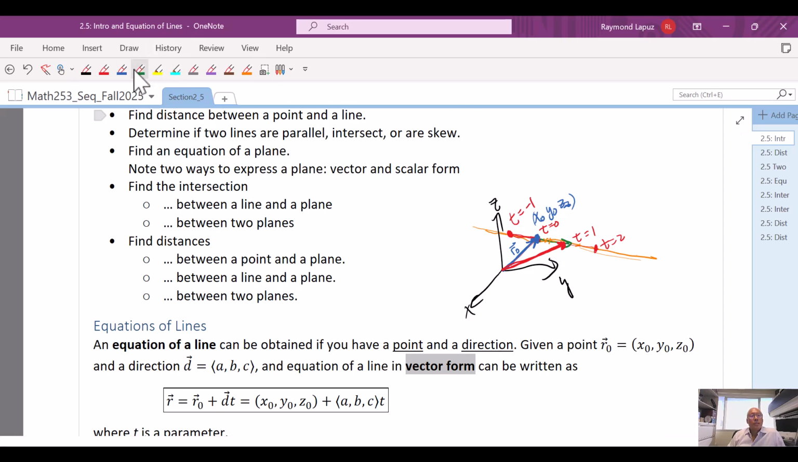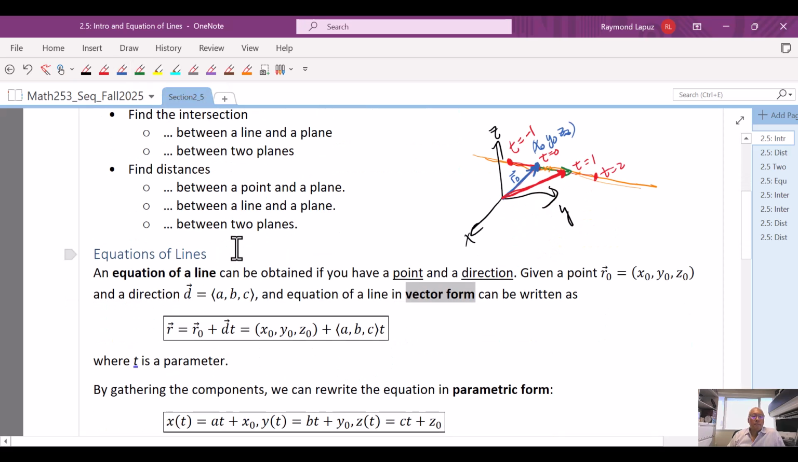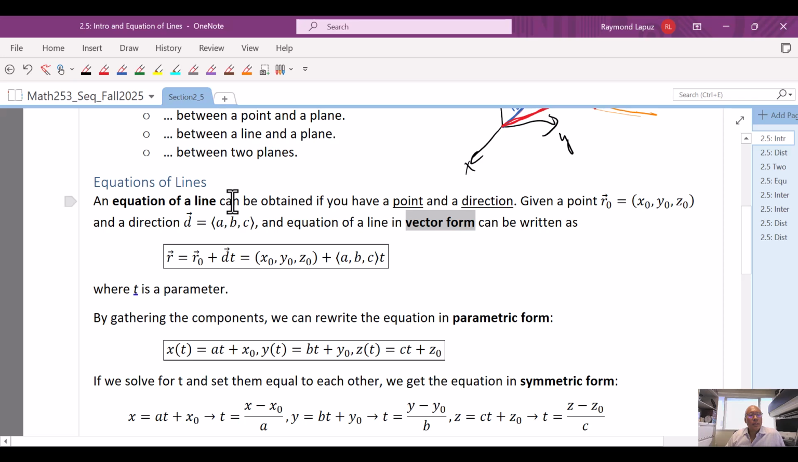Now, if we want to find the line in another form, and this other form actually is more useful for us, this is called the parametric form. It would be like the parametric equations. It'll be x equals something and y equals something. But now, since we're in 3D, we'll have x equals something, y equals something, and z equals something.